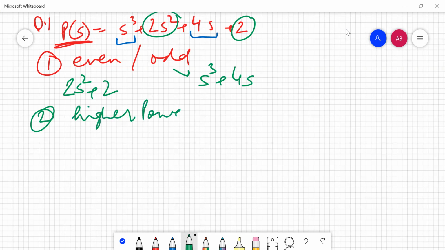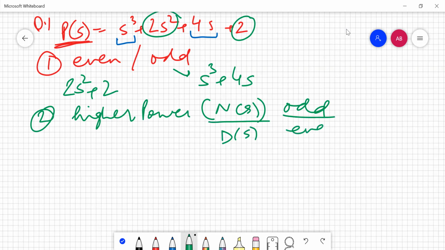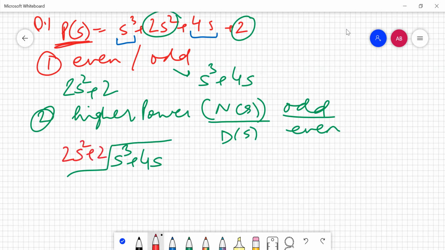Now the second step that I just told you is that higher power is always taken as the numerator. So here the higher power will be the odd polynomial. In this case, you always have to see which part has the higher power, that you keep as the numerator, and the other one you keep as the denominator. So here you are going to divide your odd by the even one. So let's write them: s cube plus 4s divided by 2s square plus 2.